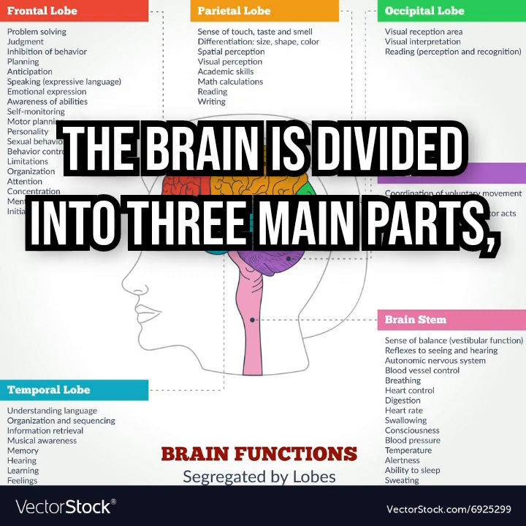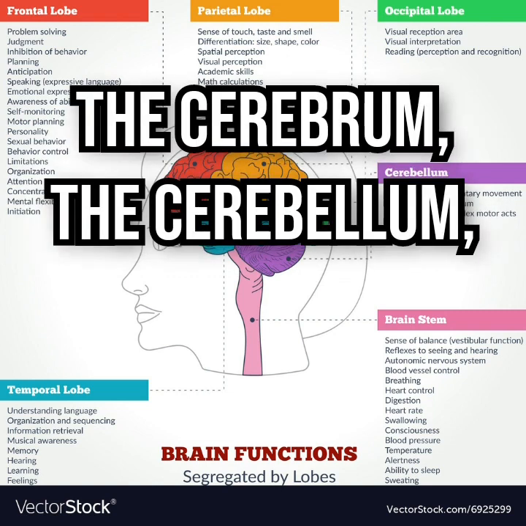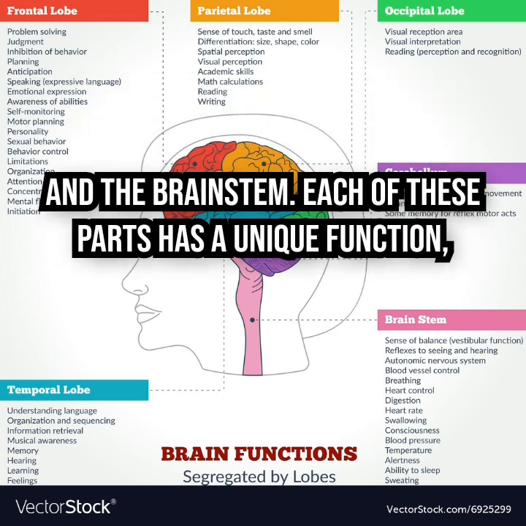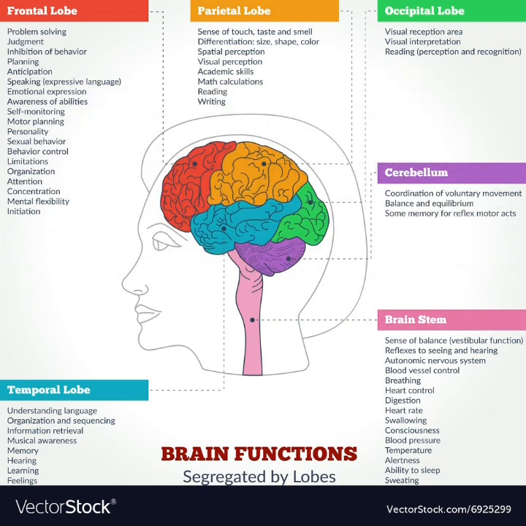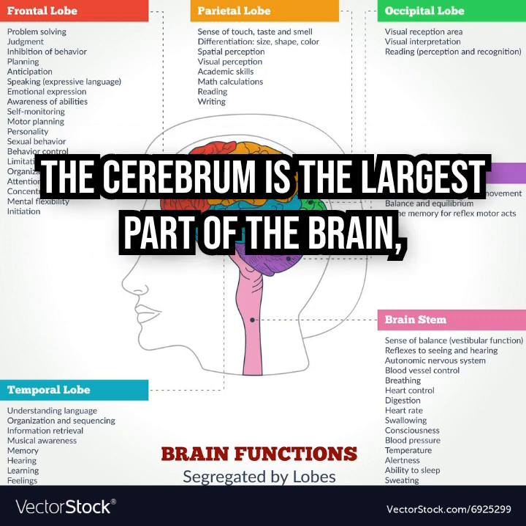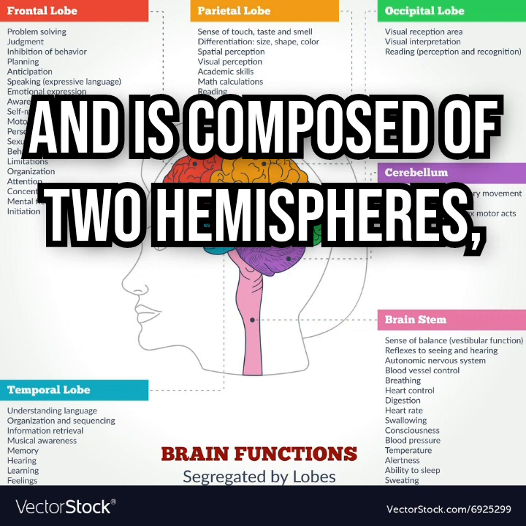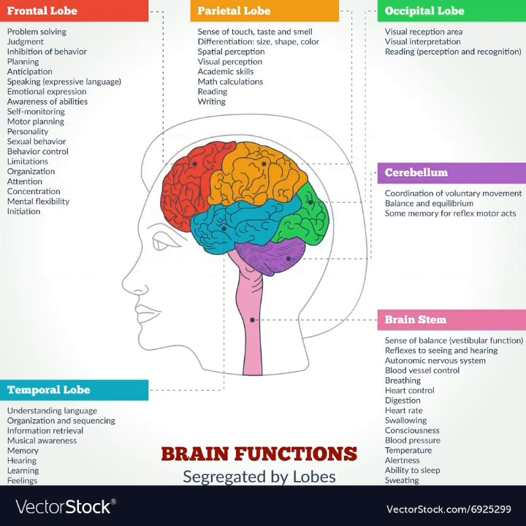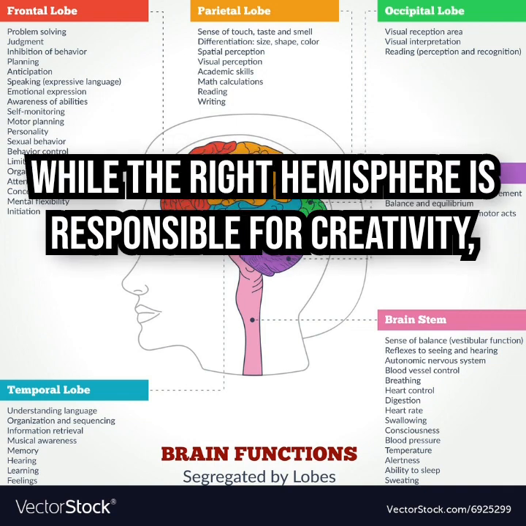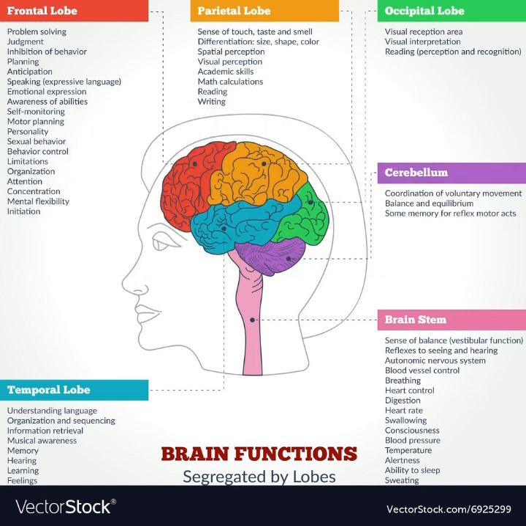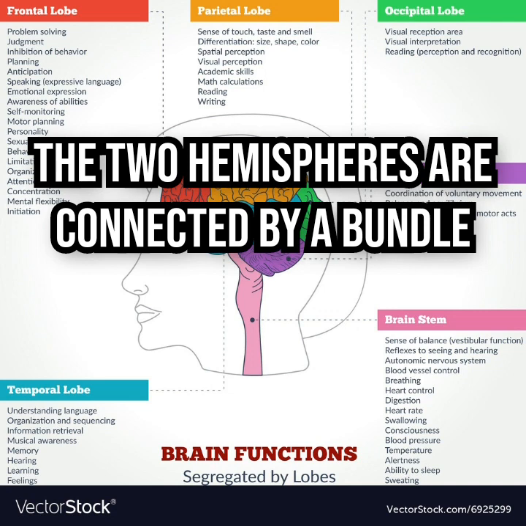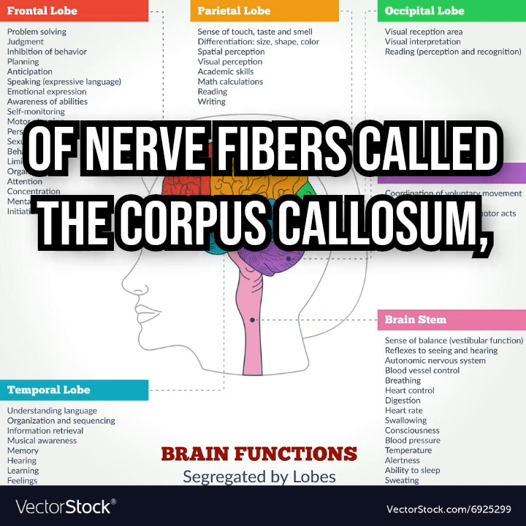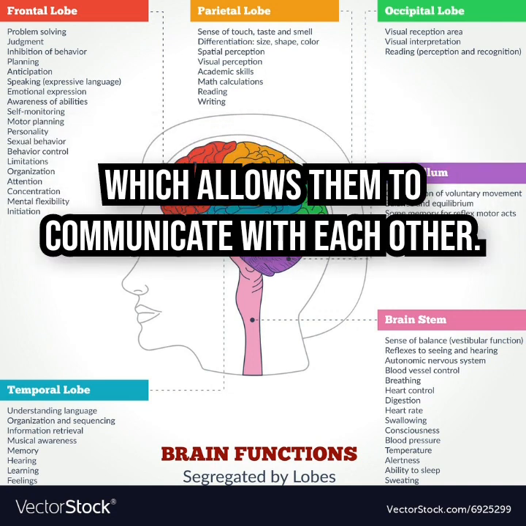The brain is divided into three main parts: the cerebrum, the cerebellum, and the brainstem. Each of these parts has a unique function and is made up of several smaller regions. The cerebrum is the largest part of the brain and is composed of two hemispheres, the left and the right. The left hemisphere is responsible for language, logic, and analytical thinking, while the right hemisphere is responsible for creativity, intuition, and spatial awareness. The two hemispheres are connected by a bundle of nerve fibers called the corpus callosum, which allows them to communicate with each other.